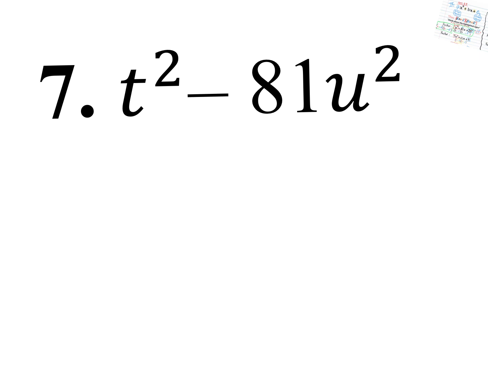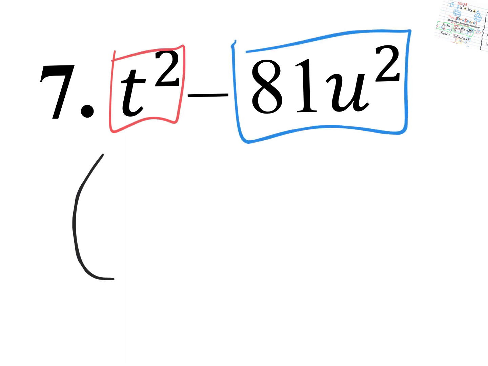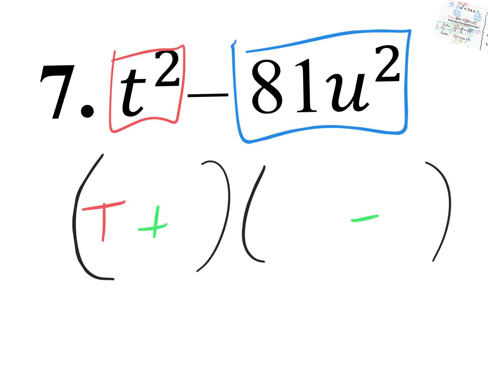So we do have a difference of two squares. In other words, you could square root this guy and you could square root that guy. And of course, you're going to plug it into your factored form answer format where one has to be a plus, one has to be a minus in between your binomials. So the square root of t squared is t. So you put a t as the first part of your binomials. The square root of 81u squared is 9u. And there's your factored form answer, t plus 9u, t minus 9u.